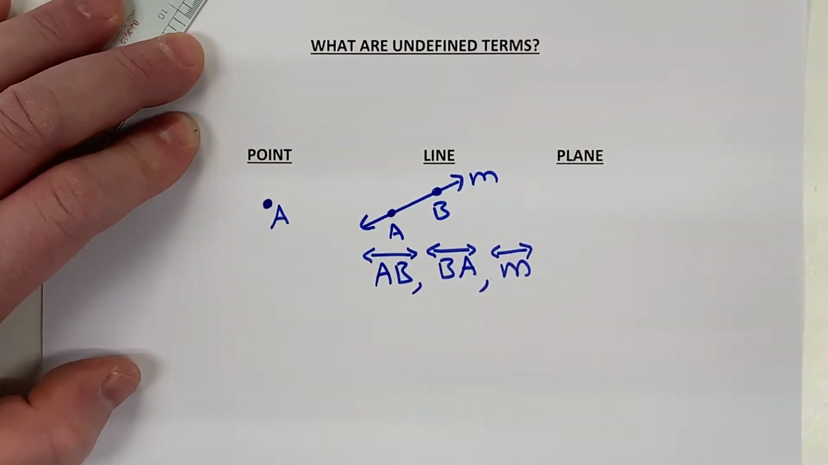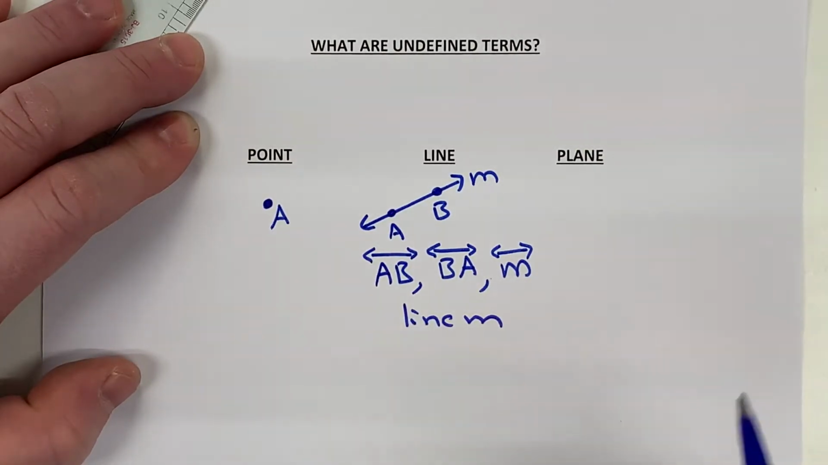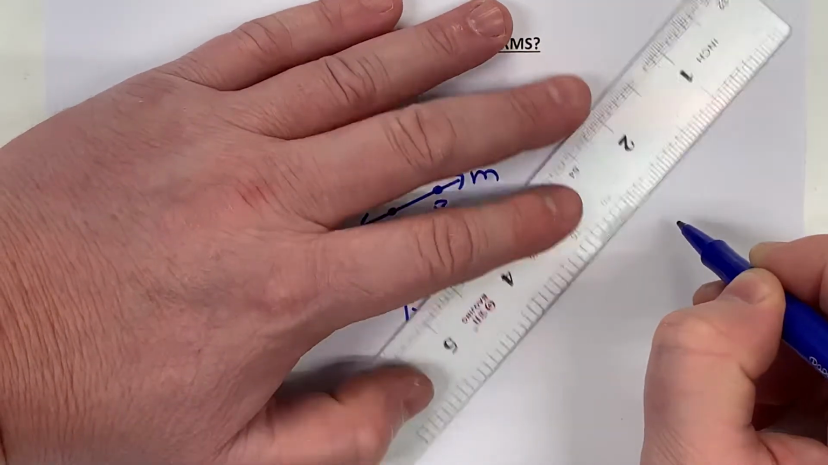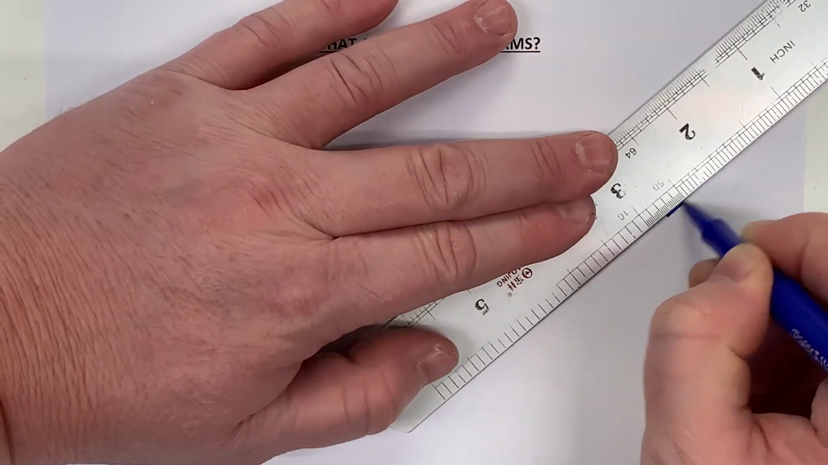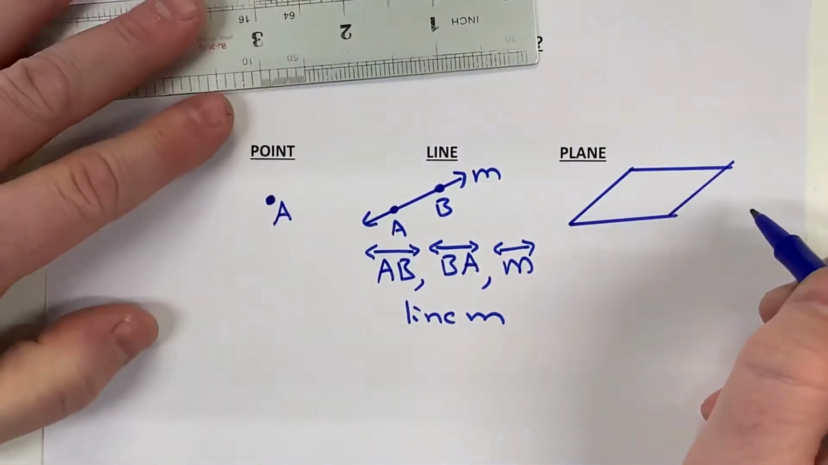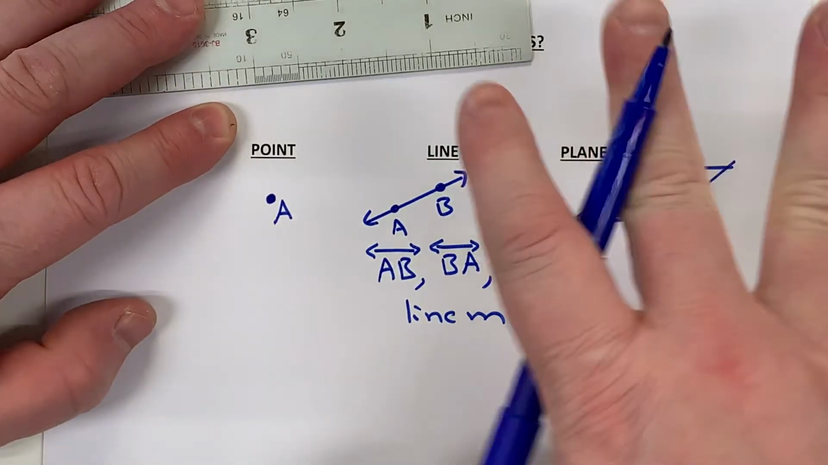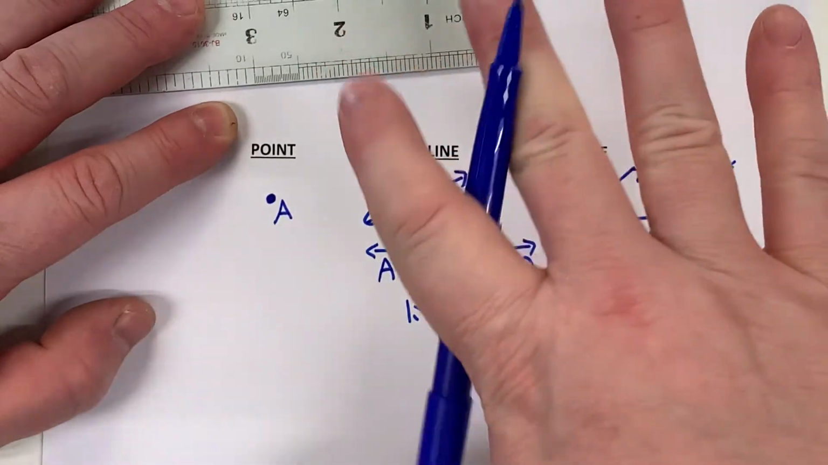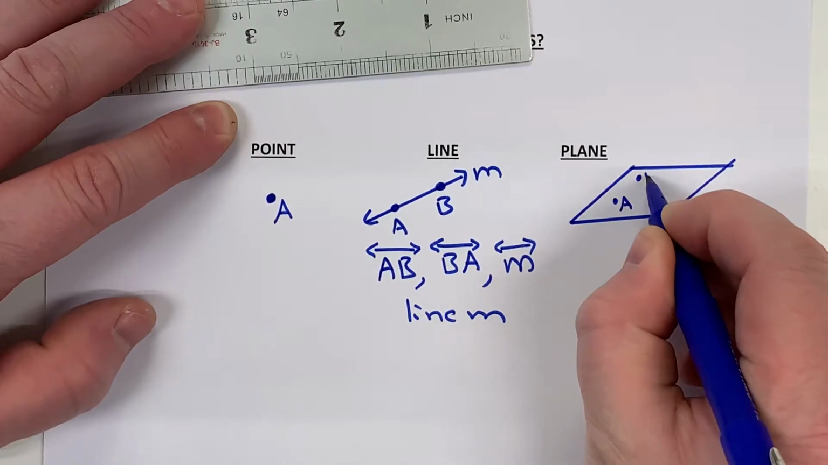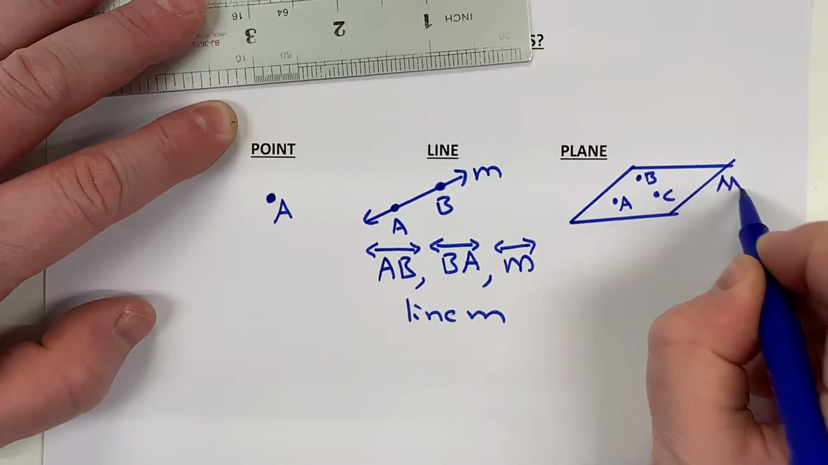Now a plane is a 2D surface that extends infinitely, going on in all directions. So I'll just draw my 2D surface here. So again, 2 dimensions. We have to notate it by 3 points. 3 points levels it out, so I know where it sits in space. We're gonna label those points A, B, and C. I'll also call this plane M, but I'm gonna make a capital M.